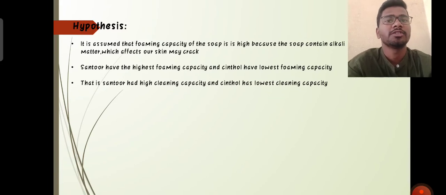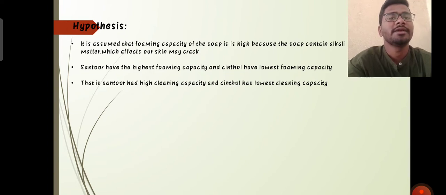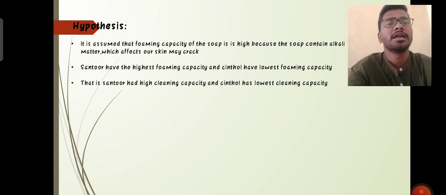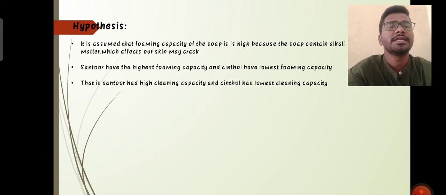Then the hypothesis of this project. It is assumed that the foaming capacity of the soap is high because the soap contains alkali matter, which affects our skin and may make it crack. Santoor has the highest foaming capacity and Synthol has the lowest foaming capacity. Santoor has high cleaning capacity and Synthol has low cleaning capacity.